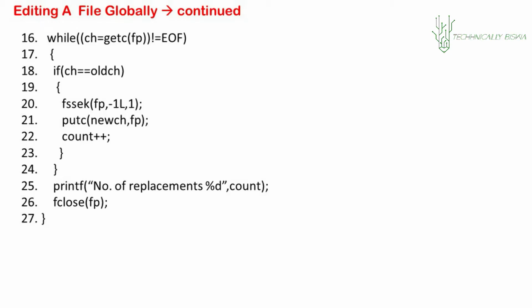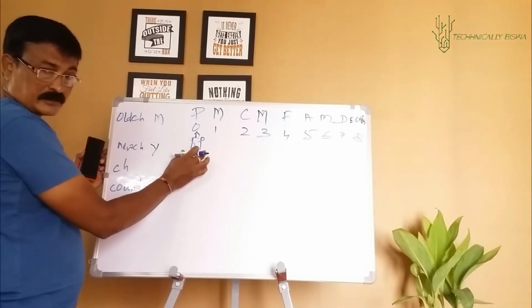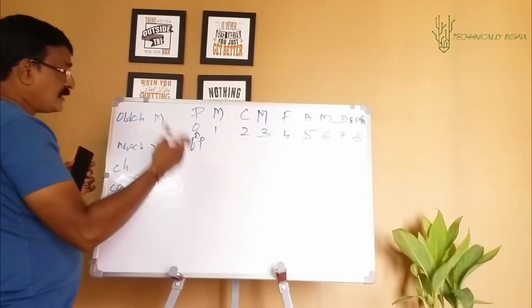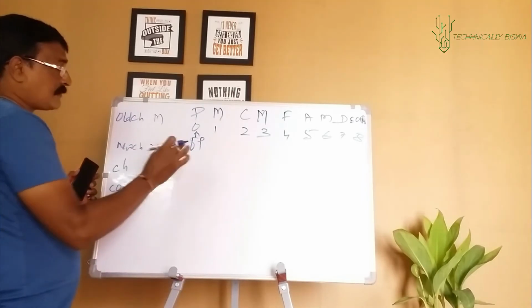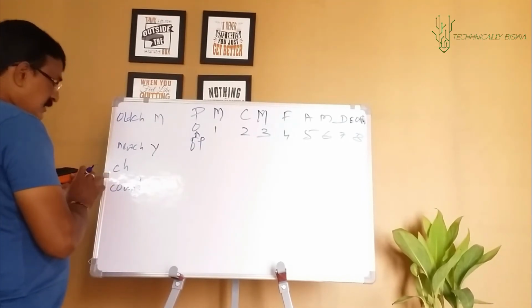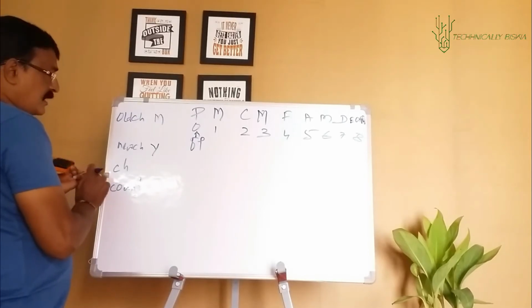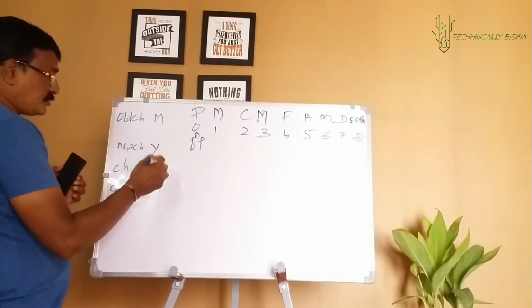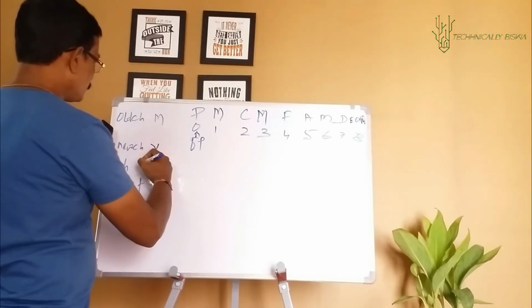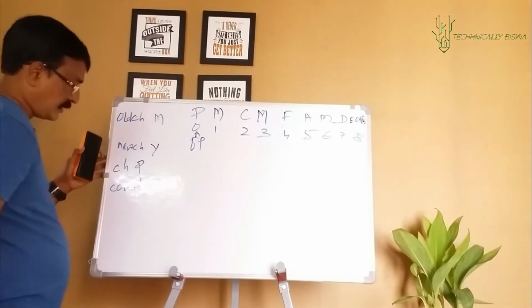Alright, so in the while loop, you start reading the file from this position, because this is where your file pointer is. While ch equal to getC fp, that means wherever the file pointer is pointing right now, the getC function will try to read one character from that position and put it into the variable ch. So right now what is the character? P. So ch becomes p right now.